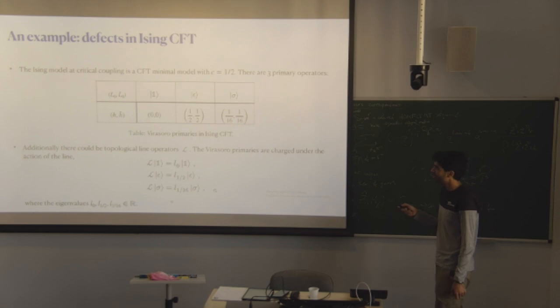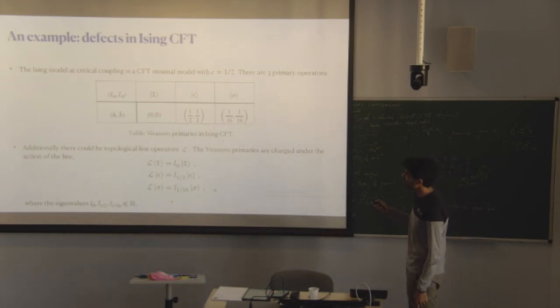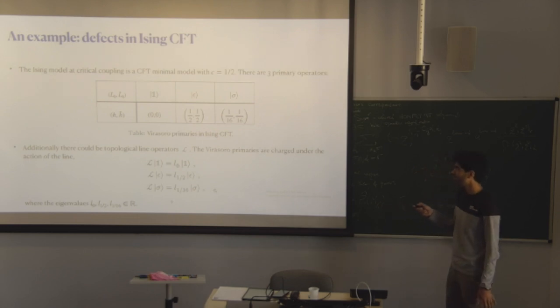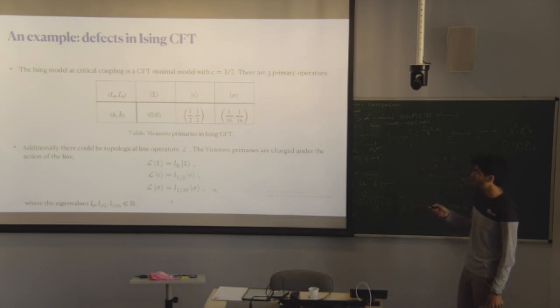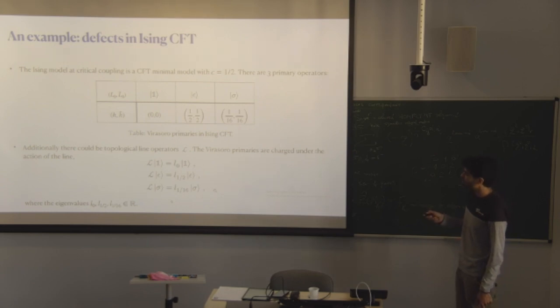So an example is the Ising CFT, which is the critical Ising model at criticality, which has a central charge of half, but then there are three primary operators, meaning that there are three modules associated to the identity, epsilon, and the sigma primary states. So these are the highest weight primaries, and they have the L0 and L0 bar eigenvalues, which are 0, 0 and 1/2, 1/2, and 1/16, 1/16 for these three states.